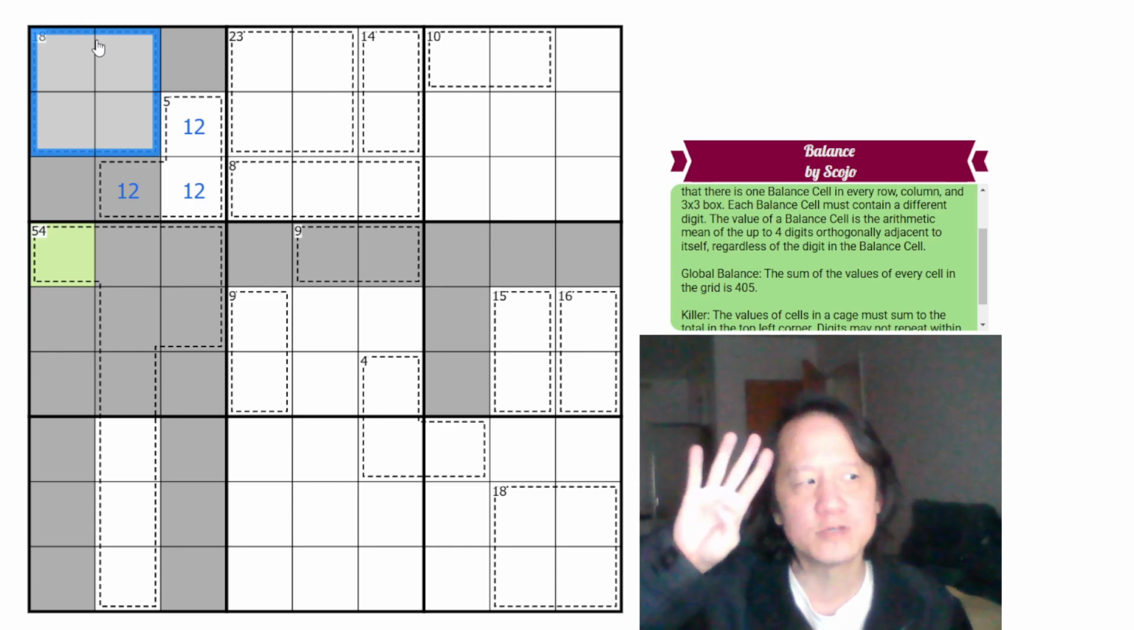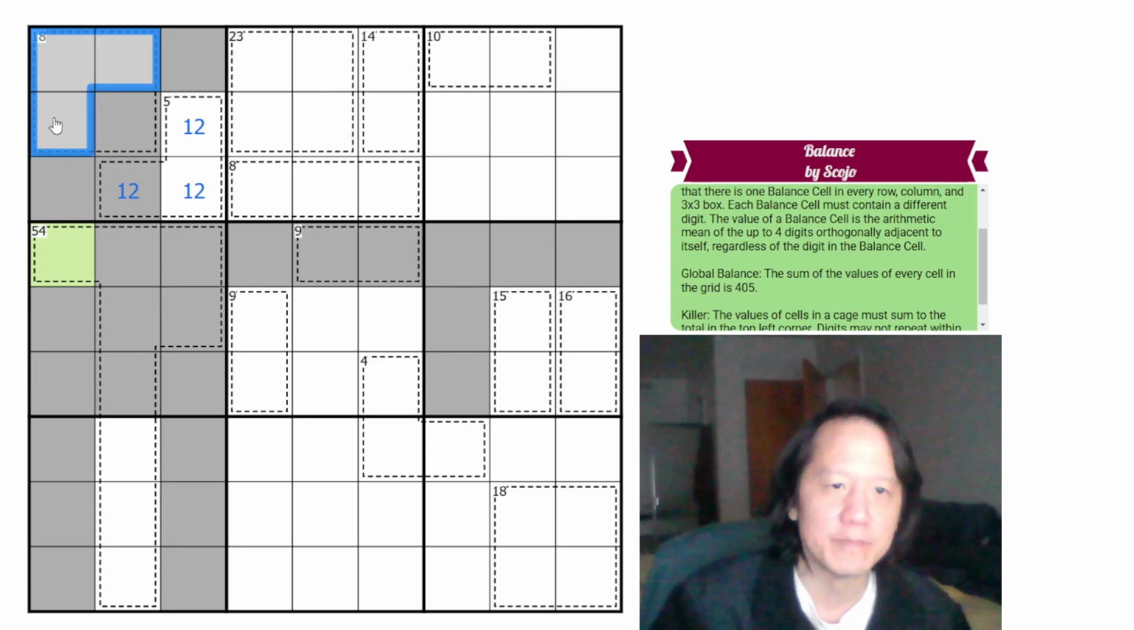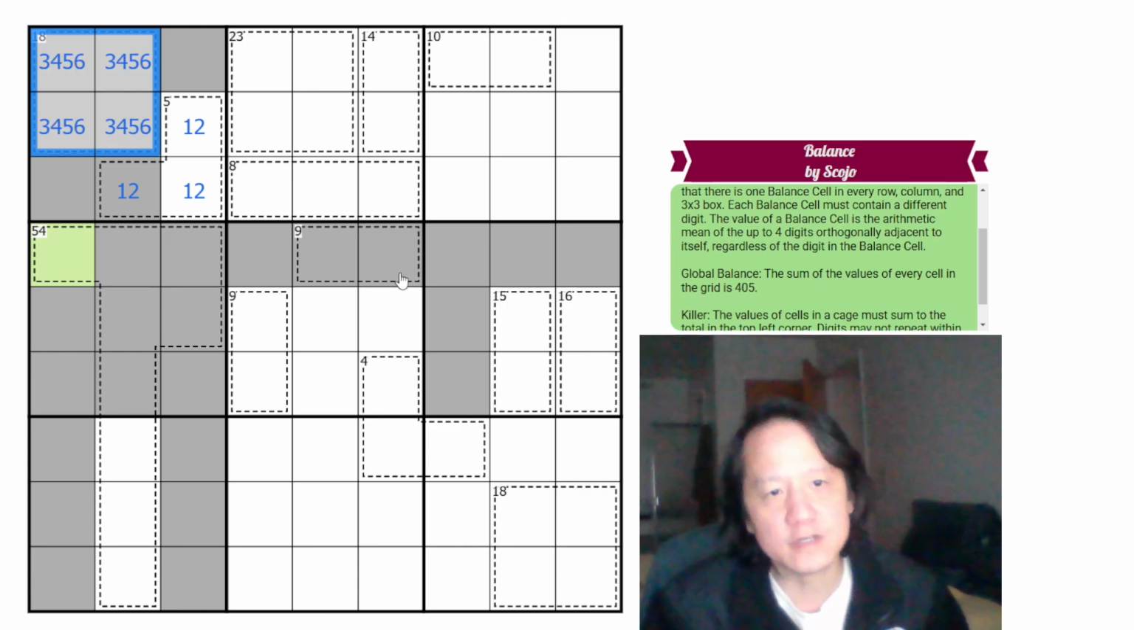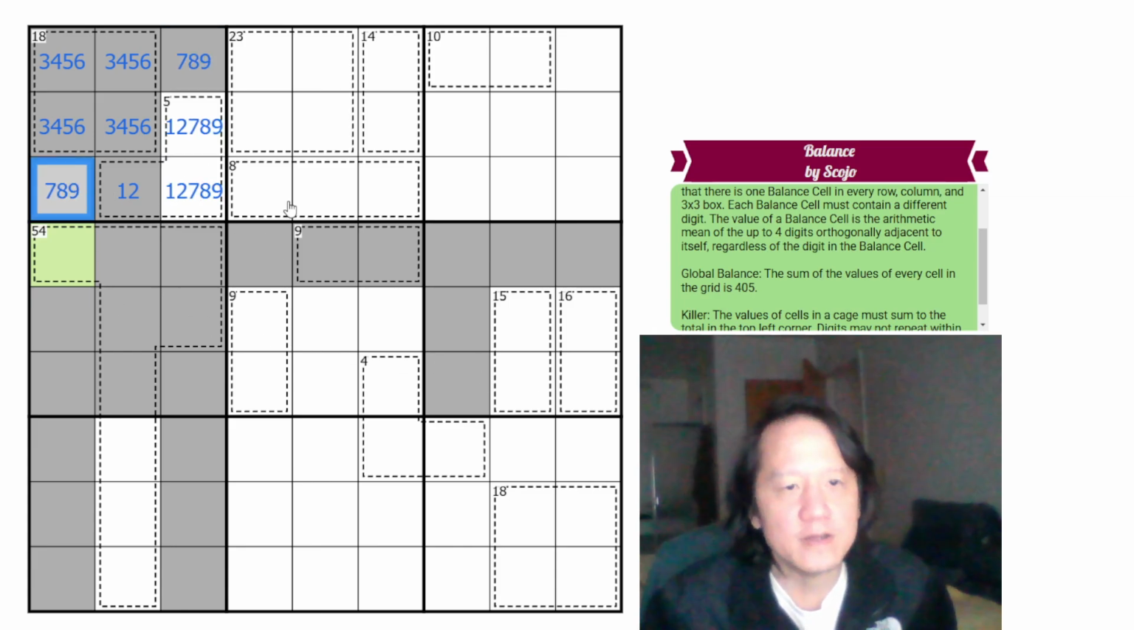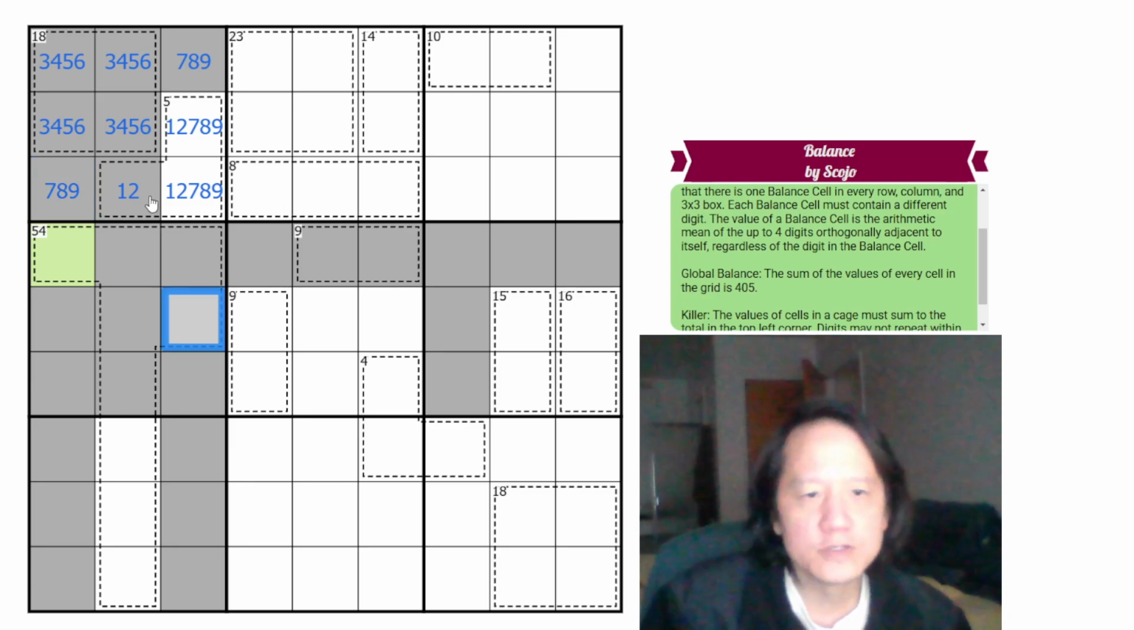3 and 6 add up to 9, 4 and 5 add up to 9, so that's 9 times 2, which is 18. And this value is 18. So this must be 3, 4, 5, and 6. Which means the 7, 8, and 9 are in the rest of the box. Okay, so this is 1 or 2. We have 1 or 2 with 7, 8, or 9.